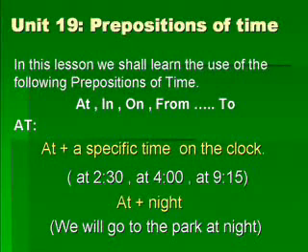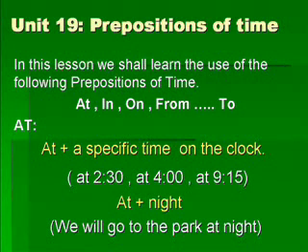So at is used with a specific time on the clock. It means that if you want to show clock time, you should use at. Whenever anyone asks you clock time, for telling clock time we use at. For example, at 2:30 or at 4 o'clock or at 9:15, or you can say I met him at 5 o'clock, or I saw Salma at 3 o'clock.